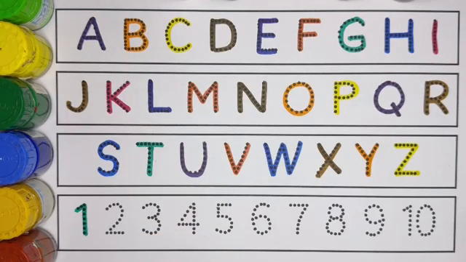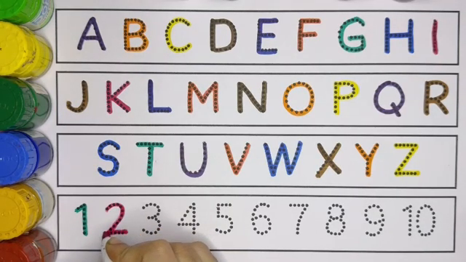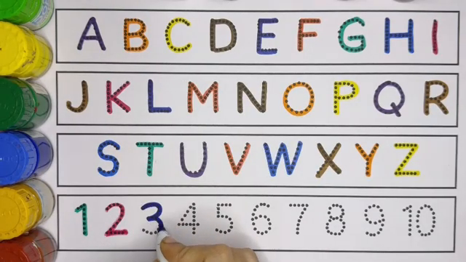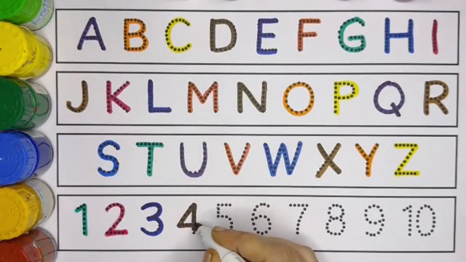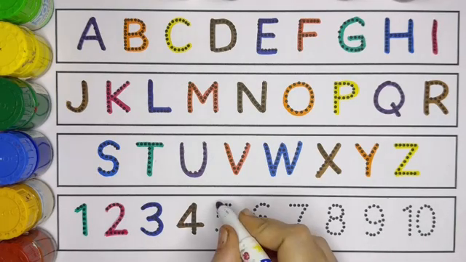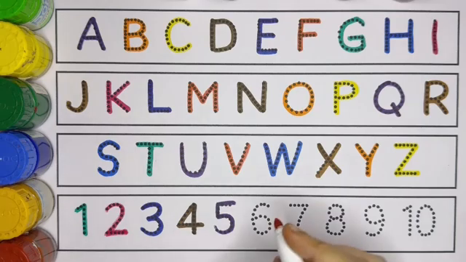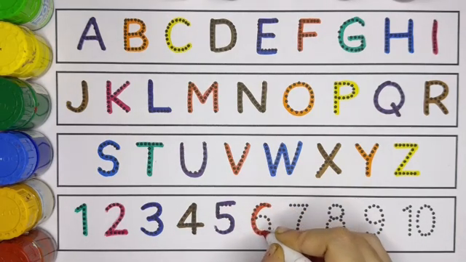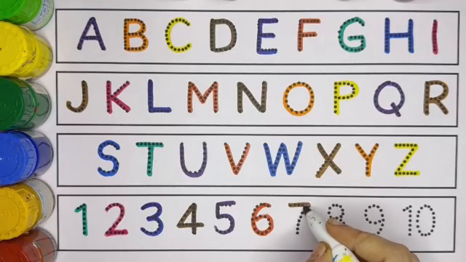Number 1. 2. This is 2. Next is 3. Number 3. 4. This is number 4. After 4, 5. Number 5. Number 6. This is number 6. Then comes 7.